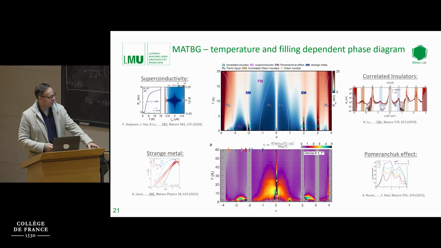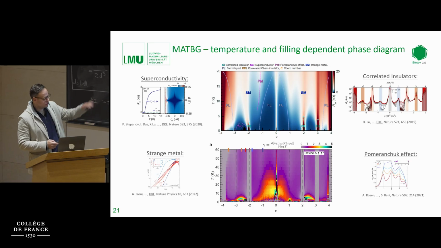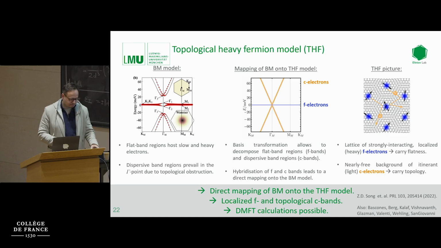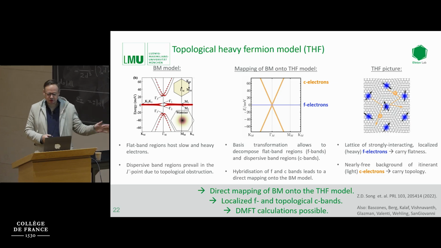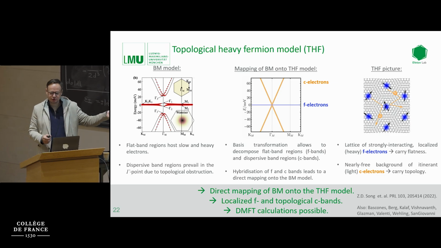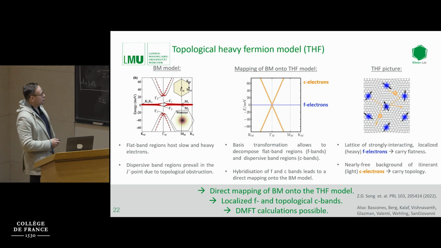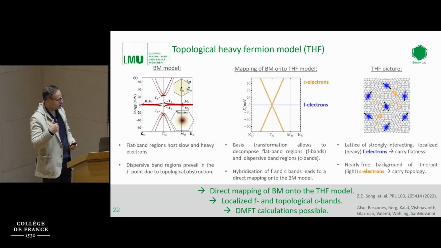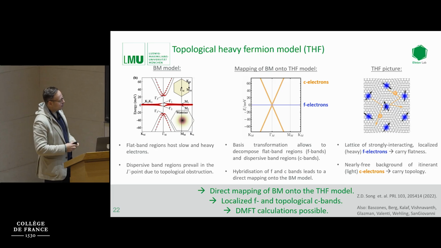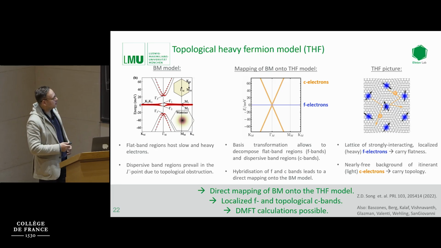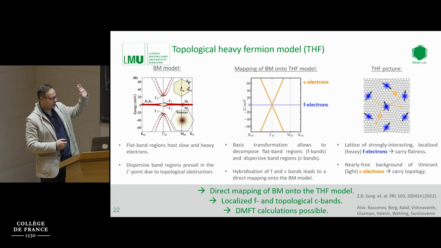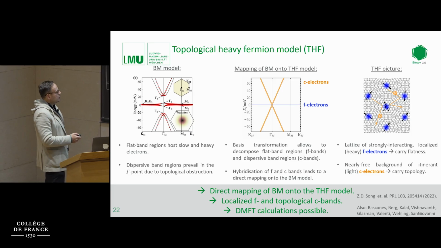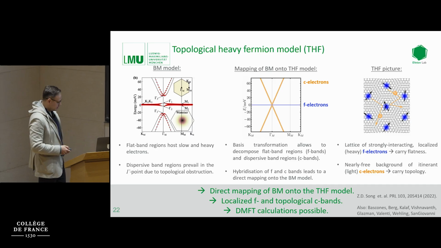Okay, so now having shown you the phenomenology, let me go a little bit beyond the single particle picture in terms of theory. I showed you the Bistritzer-MacDonald model band structure, and now I want to discuss a potential way to think of these bands if you introduce some sort of interactions. It's probably not the only way because it's not a settled issue yet, but it's one of the most elegant ways, I think.